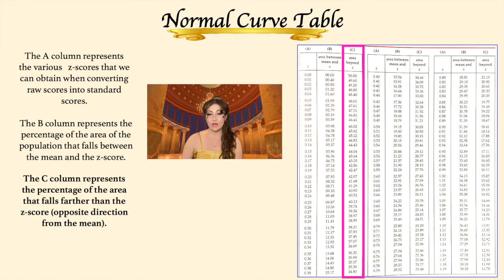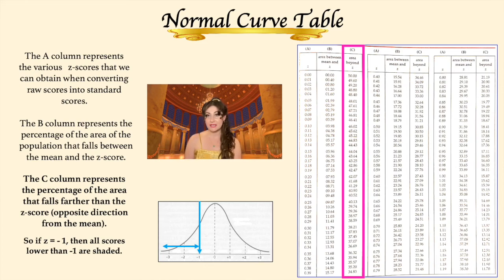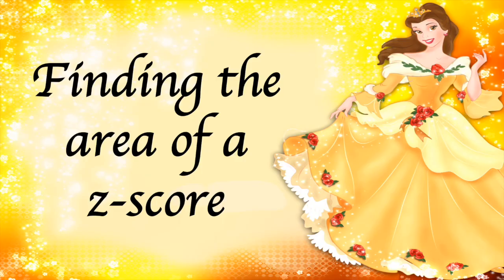Here's a visual representation of what that might look like. You can see that the mean is set at 0. We can see -1 is the z-score we have. And so the C column is going to show us the area to the left of -1, to the left of our z-score. Understanding how these columns work is really important in order for you to be able to calculate the percentage that lives within the area under the normal curve.